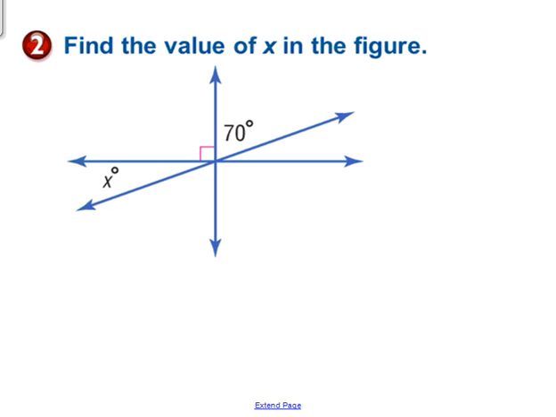Similar problem here. Please do this one by stopping the video and then coming back to check. 70 plus this angle must be 90, so this angle must be 20, which means that angle X must also be equal to 20 because those are corresponding angles.